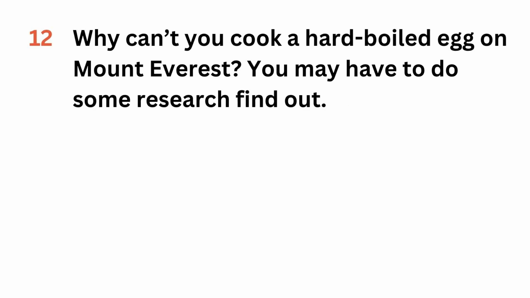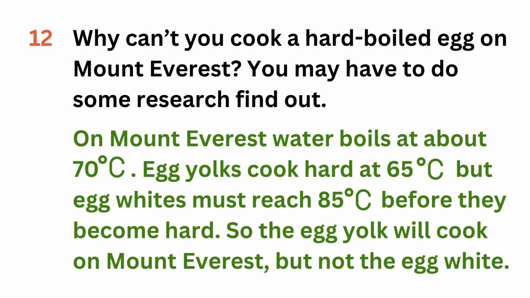Question 12. Why can you cook a hard-boiled egg on Mount Everest? You may have to do some research to find out. On Mount Everest, water boils at about 70 degrees Celsius. Egg yolks cook hard at 65 degrees Celsius, but egg whites must reach 85 degrees Celsius before they become hard. So, the egg yolk will cook on Mount Everest, but not the egg white.